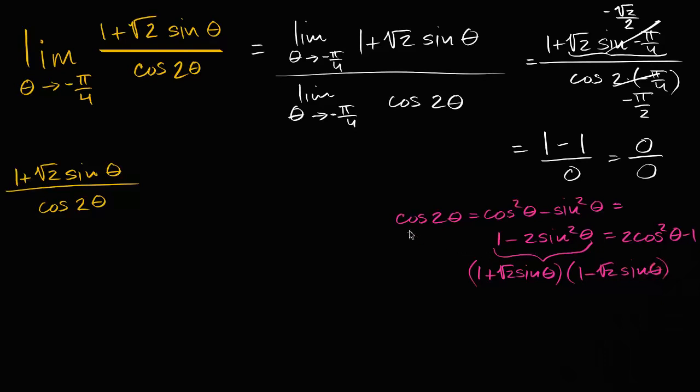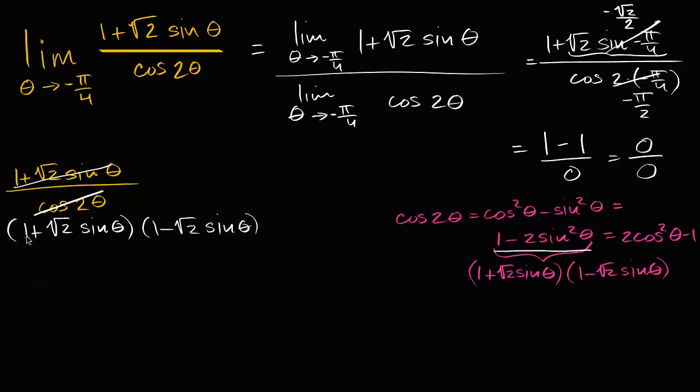So let me use this. Cos 2θ is the same thing as 1 minus 2 sin² θ, which is just a difference of squares. We can rewrite that as, if this is a² minus b², this is a plus b times a minus b. So I can just replace this with 1 plus √2 sin θ times 1 minus √2 sin θ. And now we have some nice potential canceling that can occur. So we could say that cancels with that, and we could say that that is going to be equal, and let me do this in a new color.